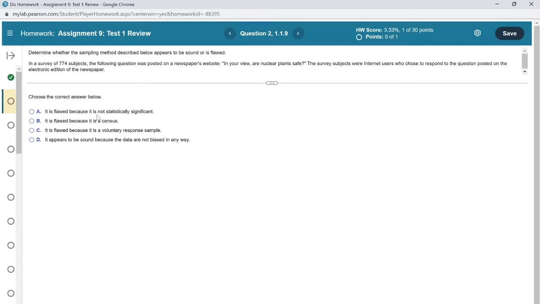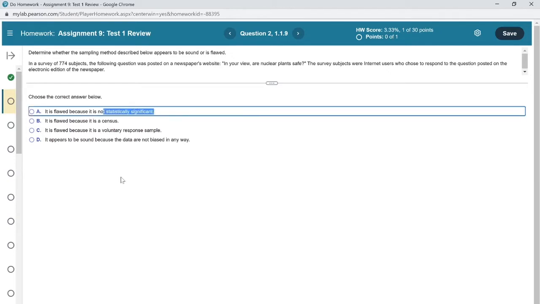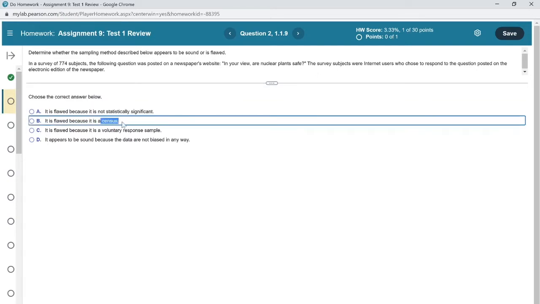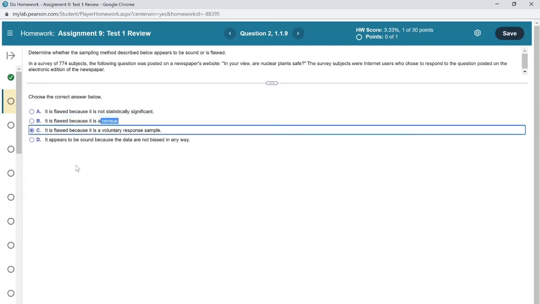It is flawed because it is not statistically significant. We don't know about that. This is not the right option. It is flawed because it is a census. No, it's not a census. It is flawed because it is a voluntary response sample. Yes, that's the right one.